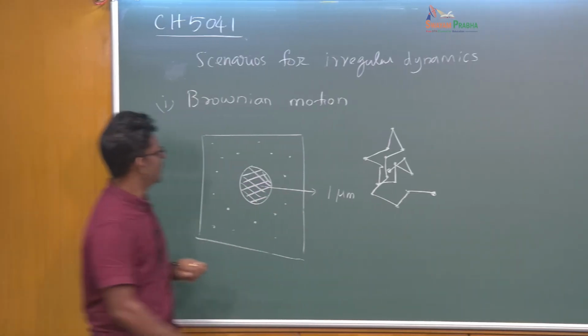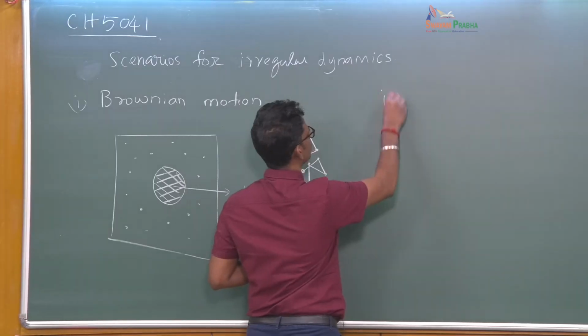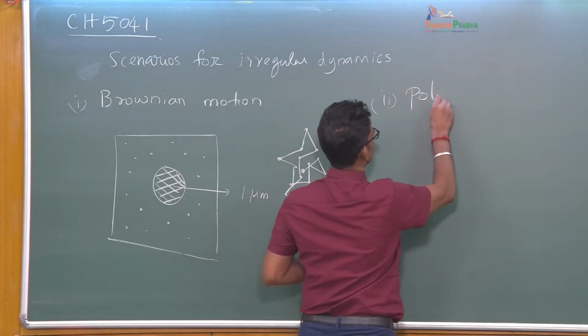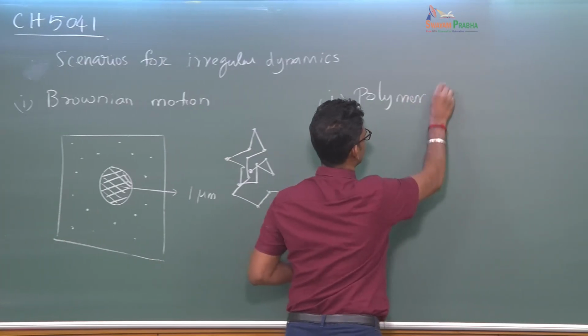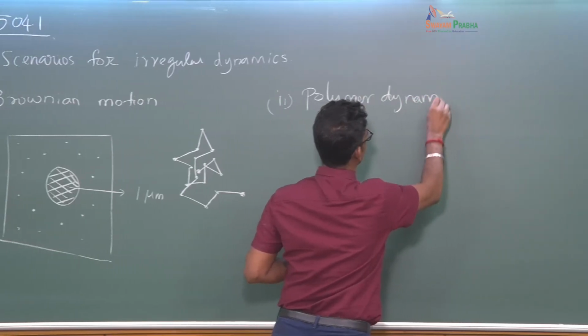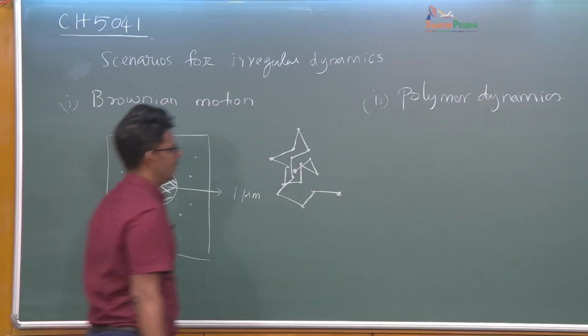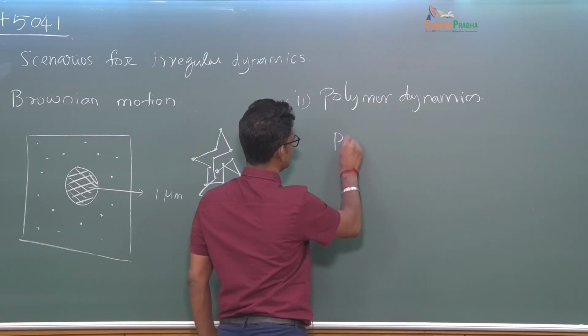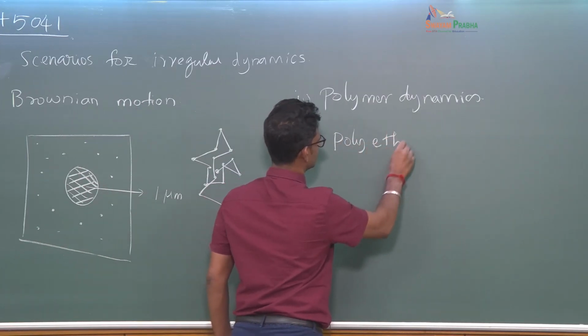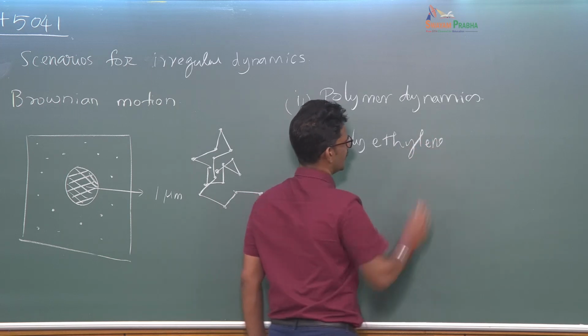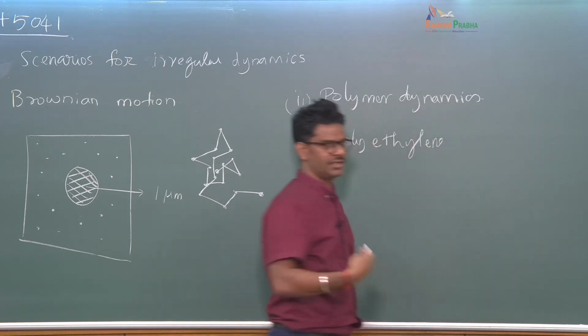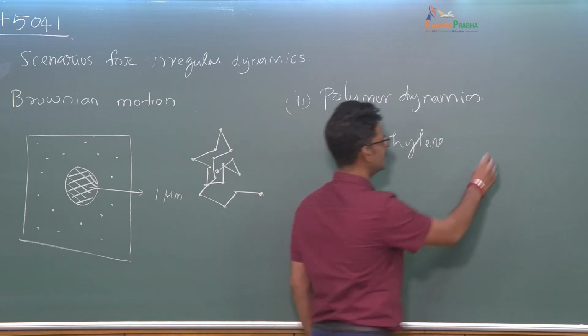I can give another scenario in polymer dynamics. A very simple polymer like polyethylene has a structure which has a repeating unit of ethylene unit.